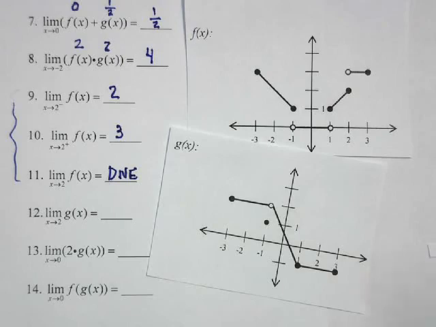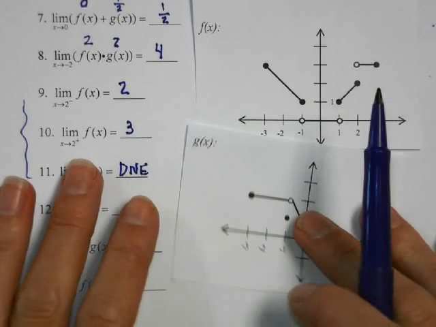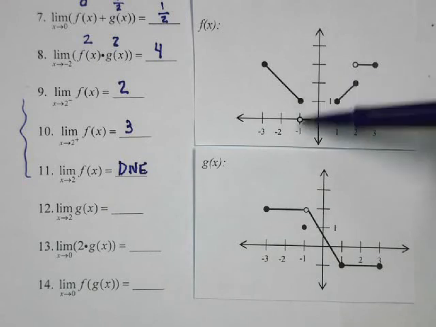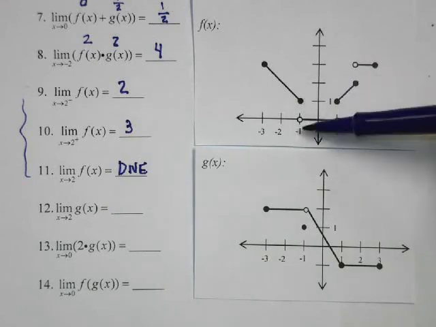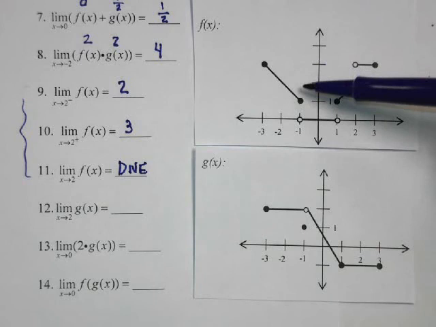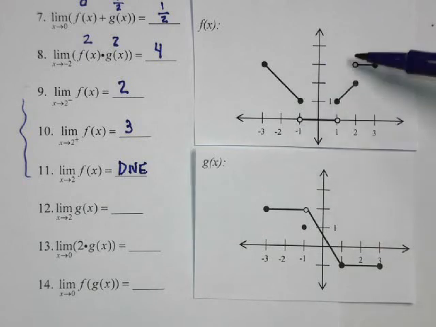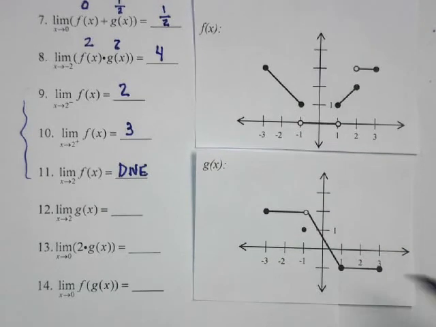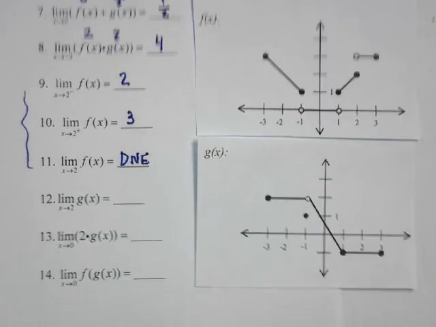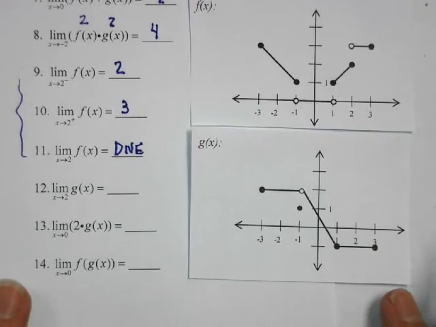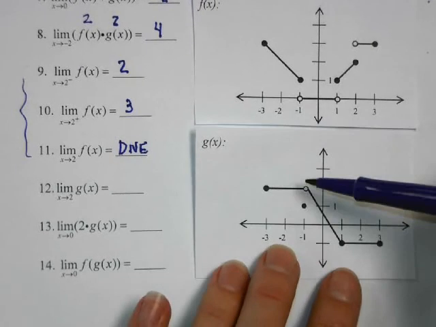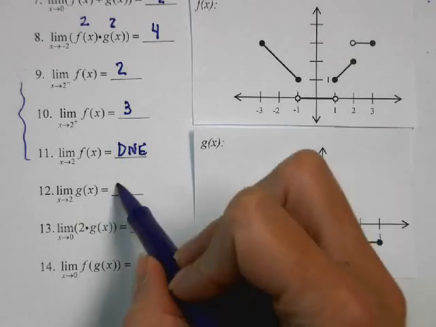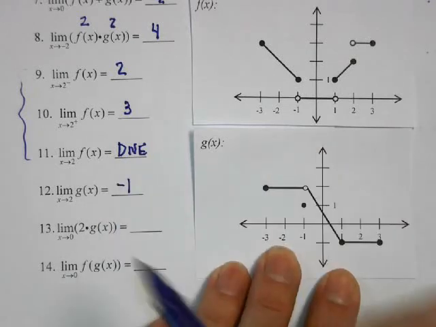And graphically, it's really easy to tell if the limit doesn't exist. Okay, if there's a jump, if there's a break in the graph where it just all of a sudden is at a different place, there's no limit here, there's no limit here, there's no limit here. If it's approaching the same thing, then the limit exists. So for g of x approaching 2, it's approaching the same thing from the left and the right, which is negative 1.